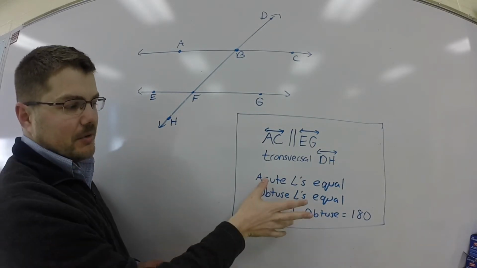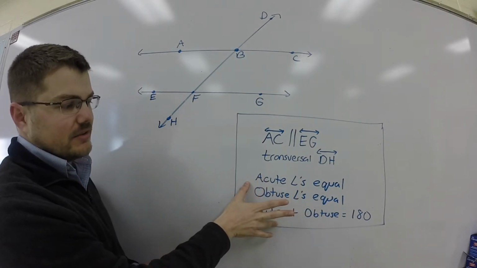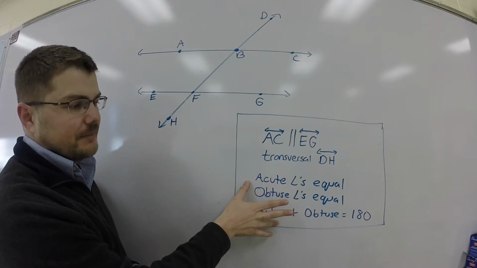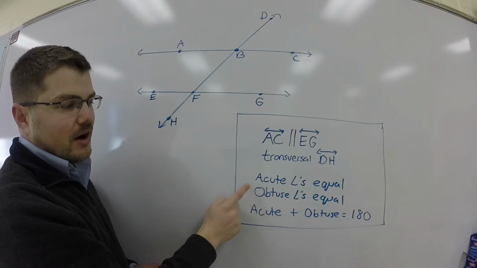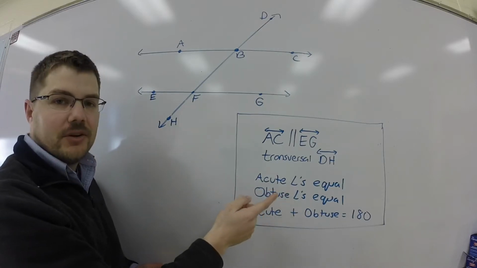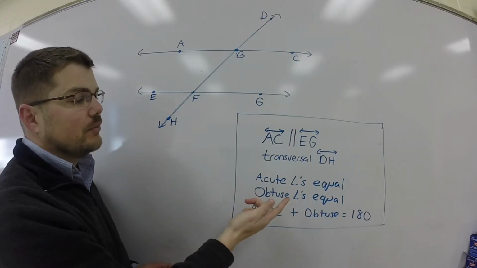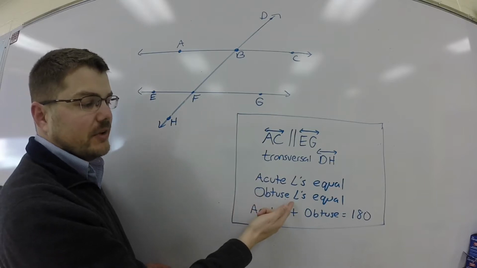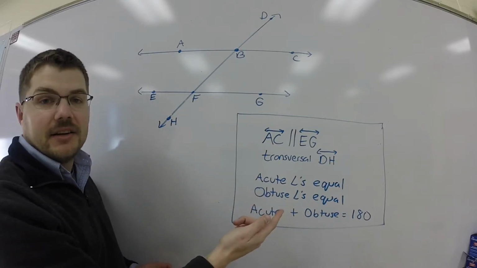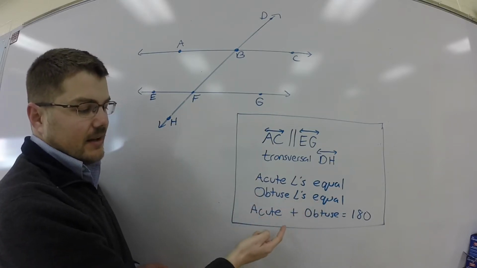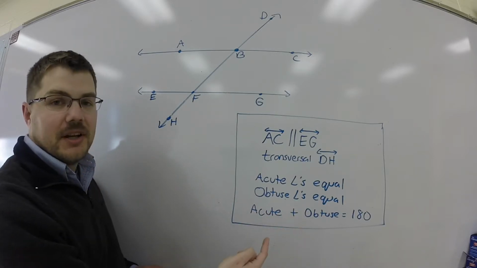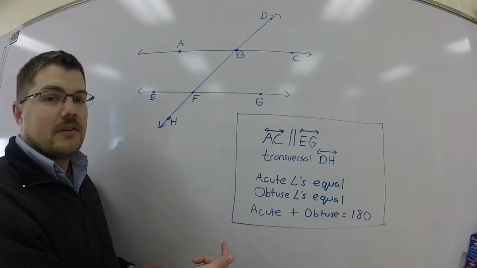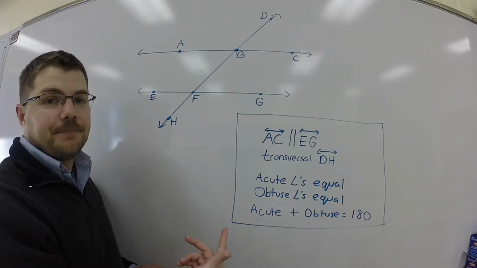If you will remember these three things on the questions, it'll help you tremendously. When you have parallel lines cut by a transversal, all of your acute angles, the angles less than 90 degrees, are equal. All of your obtuse angles, the angles greater than 90 degrees, are equal. And anytime you have an acute angle with an obtuse, you add them together, it's going to equal 180. So let's go through these questions one at a time, and we'll work through them.